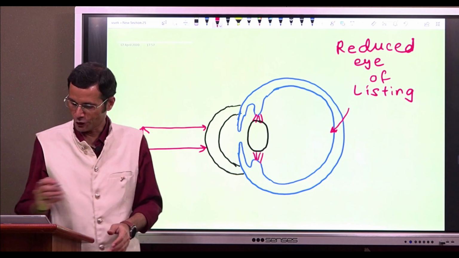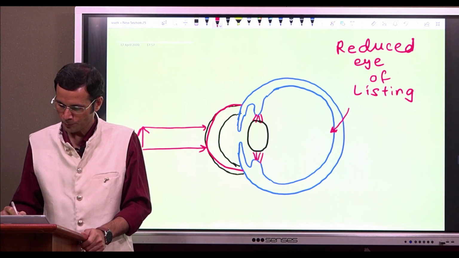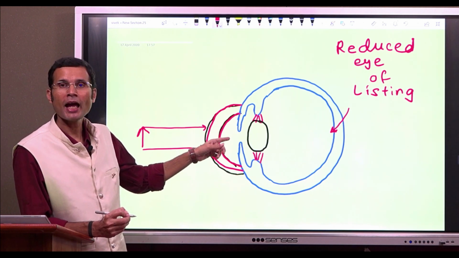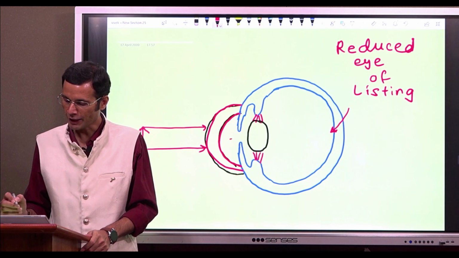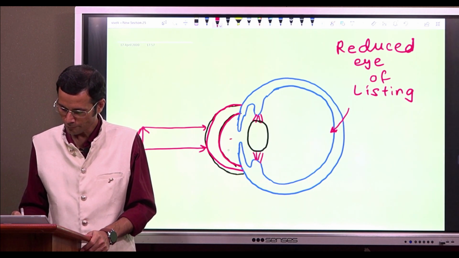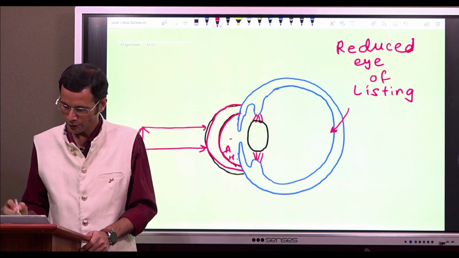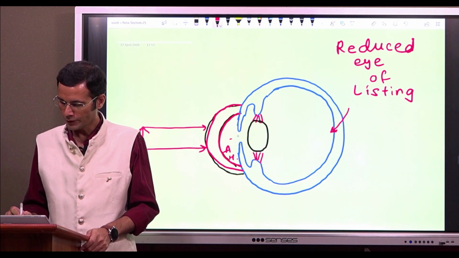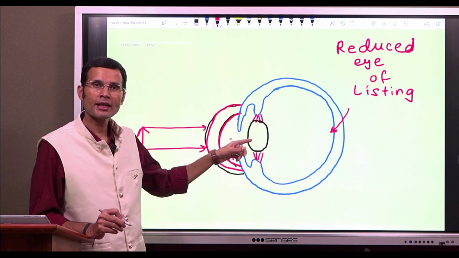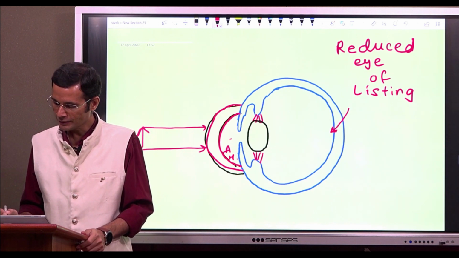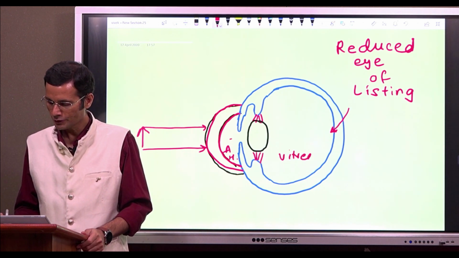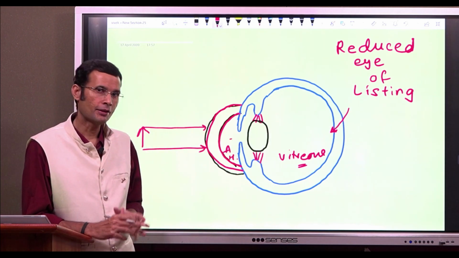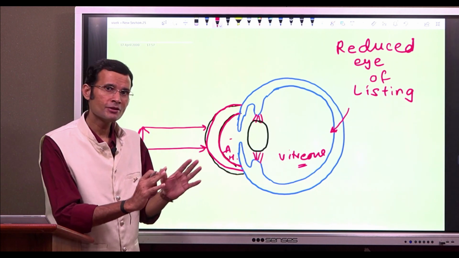So, we have the cornea, then there is aqueous humor. So, this part is filled with the aqueous humor. Light rays will pass through the pupil. This is the pupillary aperture. The light rays pass through that. Then there is a crystalline lens inside the eye, and behind the lens there is vitreous humor or vitreous body, and finally the light rays fall on the retina. Now that is what happens normally.